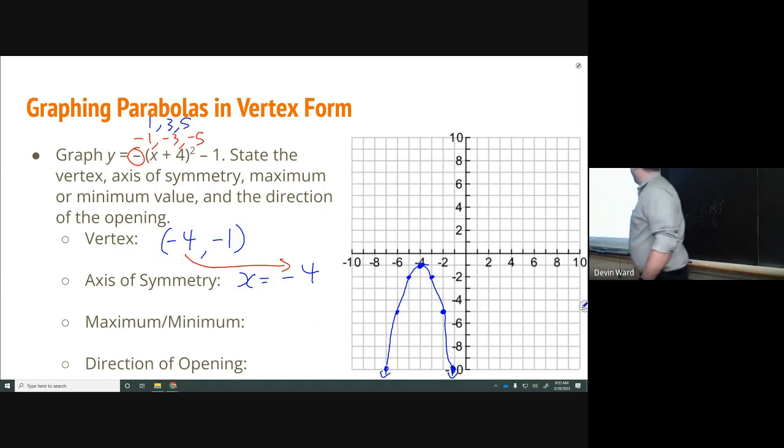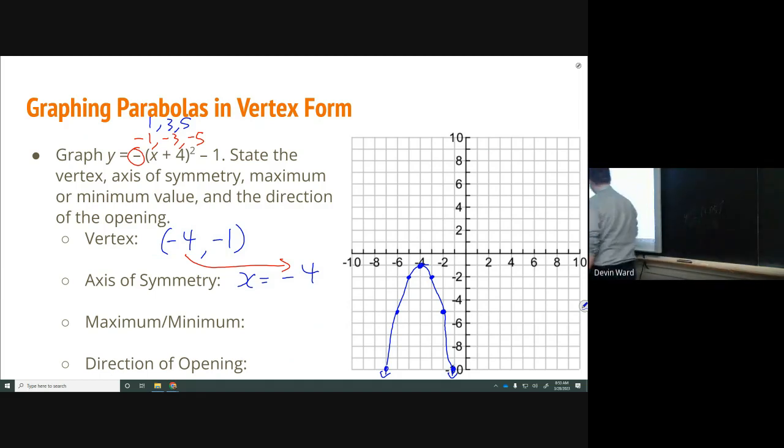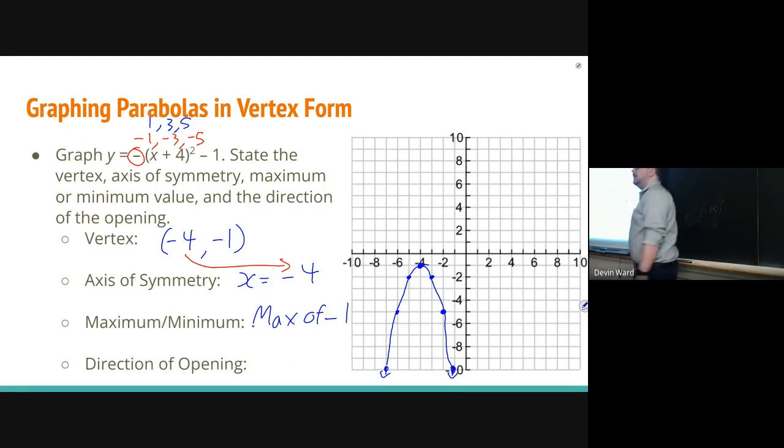Next value. Do we have a minimum or maximum this time? Good. It's a maximum because it's upside down, right? And our maximum would be at the other number, right? So the max is negative 1. It goes up, tries to get positive but can't because it gets stuck at negative 1. And then it has a maximum.